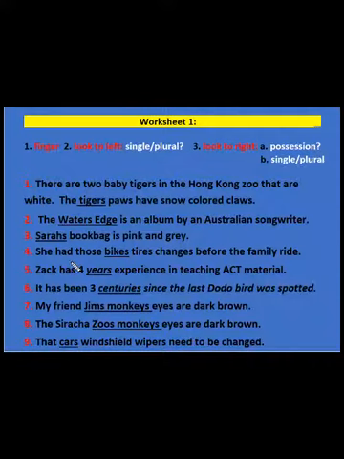Number 4. She has those bike's tires changed before the family ride. So she had those right away. This is a secret clue, kids. We know that we have tires. This is plural, but this is kind of wacky because one bike has multiple tires. So we don't know if it's one bike with multiple tires or multiple bikes with multiple tires. So we have to look back previous in the sentence here. Those tells you it's plural.